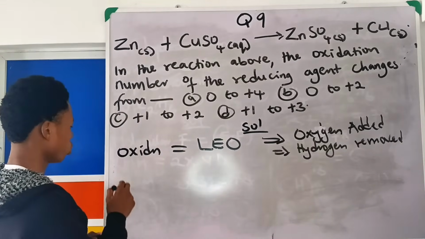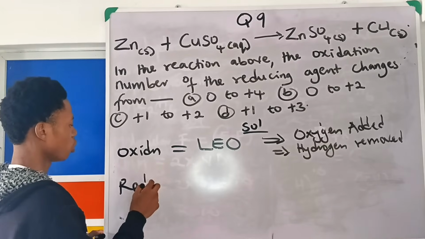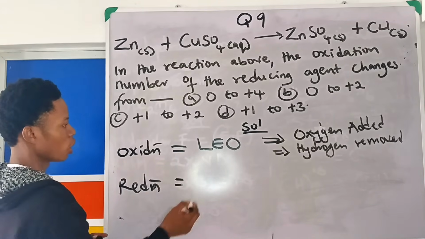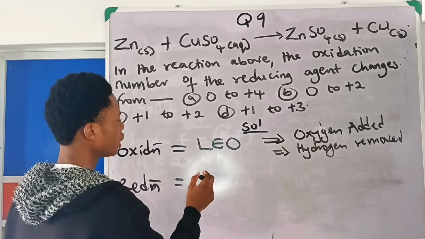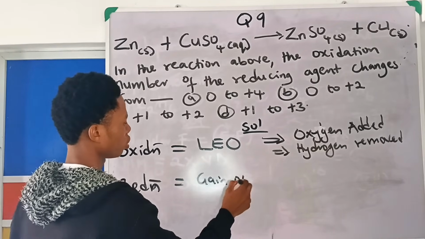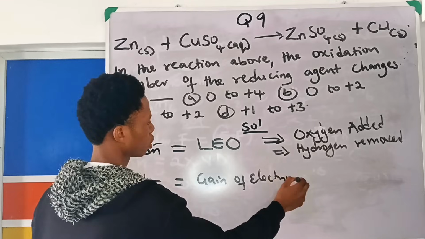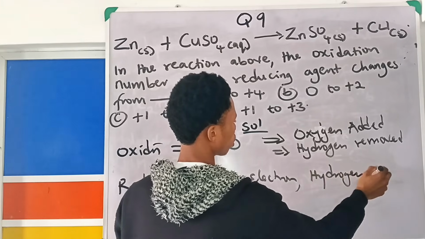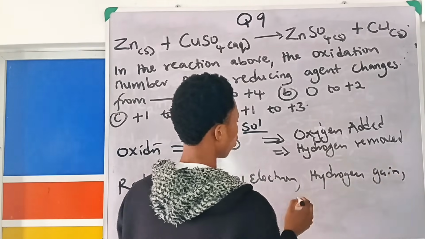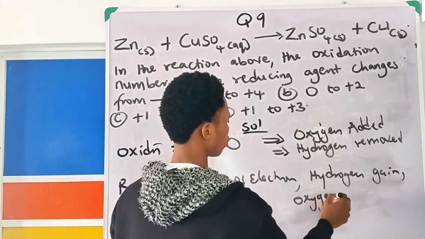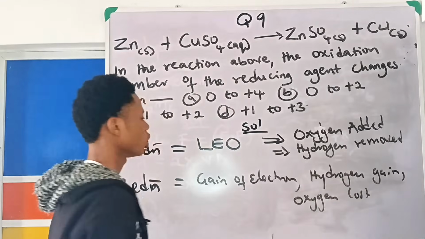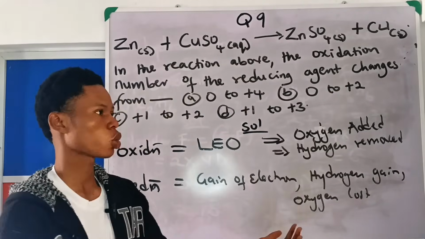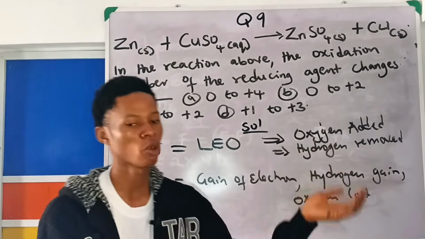If you hear reduction, please check the spelling, spell it well. Reduction is actually gain of electron. So electron is gained, hydrogen is gained, and oxygen is lost. So reduction: removal of oxygen, addition of hydrogen. Oxidation: addition of oxygen, removal of hydrogen.